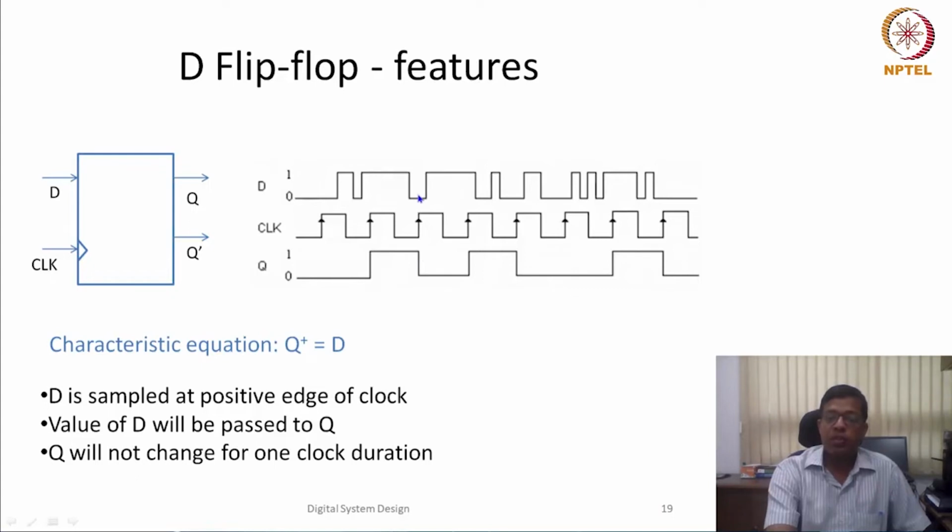And at the next positive edge again we have sampled. What is the value of D? This was 0, so it remained 0 for the whole clock period. So similarly for all other places, but here you also see that during this positive edge my input was 0.